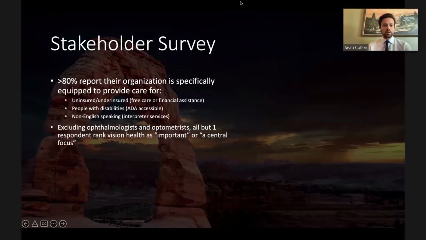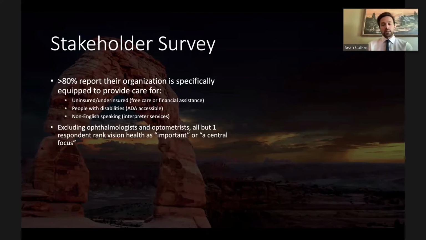Some interesting things from the survey: greater than 80% of respondents reported that their organization was specifically equipped to provide care for uninsured and underinsured individuals, meaning that they provided free care or financial assistance. Greater than 80% also reported being able to provide care for people with disabilities and for non-English speaking people. Further, excluding ophthalmologists and optometrists, all but one respondent ranked vision health as important or a central focus. Obviously, we would expect that ophthalmologists and optometrists would rank it as a central focus.